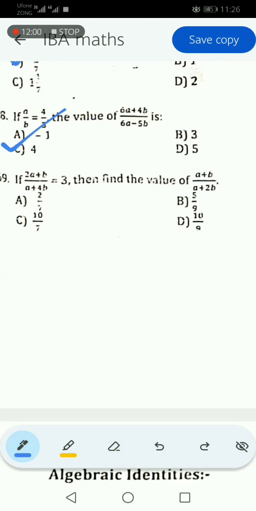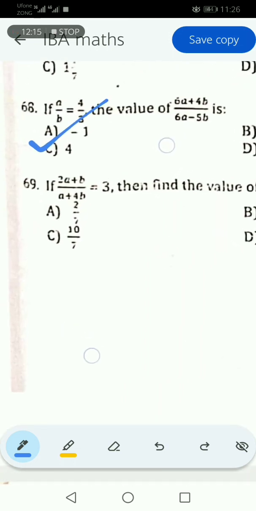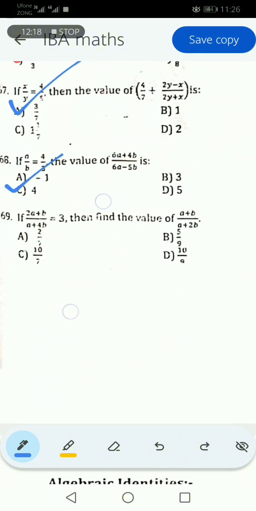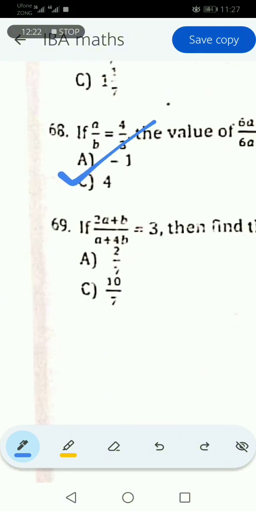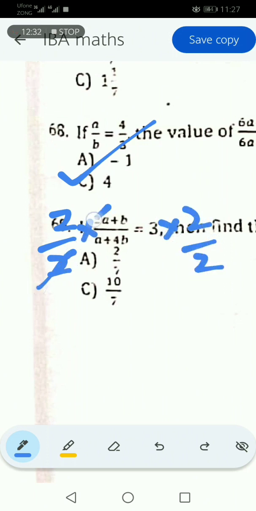69. If 2a plus b upon a plus 4b is equal to 3, so what is the value of a plus b upon 2b? Now here, they have simply multiplied by 2 upon 2. What they have done, let me tell you. If you have a look at this, if I multiply and divide it, like 2 upon 2 multiplied by. Now here, I will also multiply it by here. Okay, so here, this 2 will be cancelled by this. This 2 will be cancelled by this, but the answer will be 2.